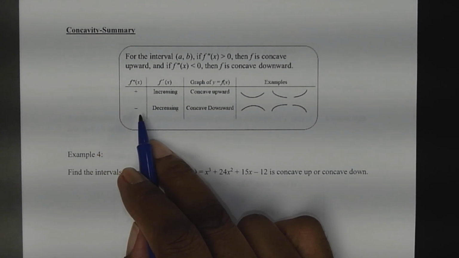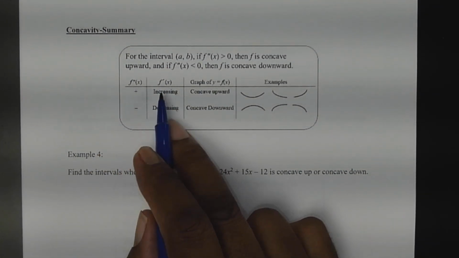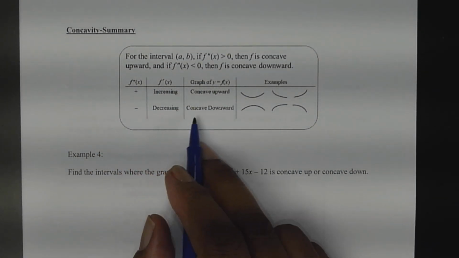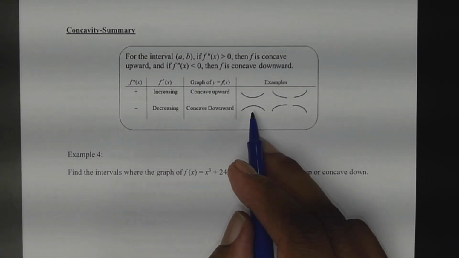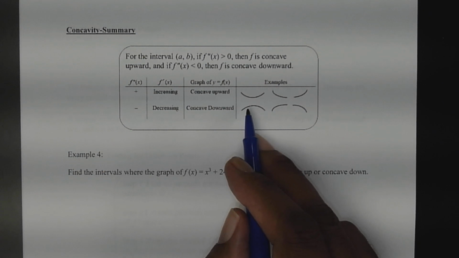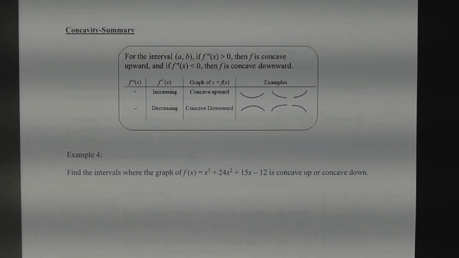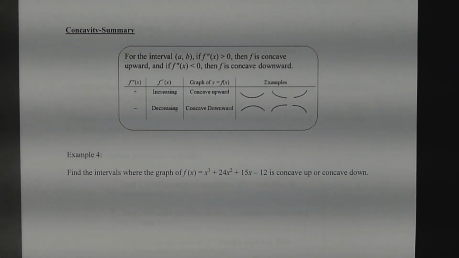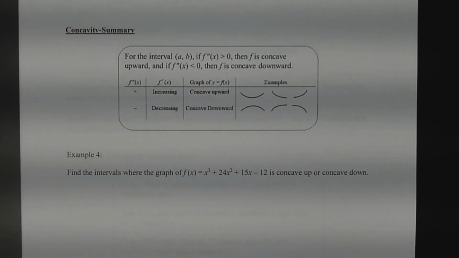If f double prime of x is negative, that means that f prime of x will be decreasing. The graph would be concave down, and here are some examples of that. So if I draw a secant line, that secant line would be below the graph. Okay? Now let's look at some examples here.